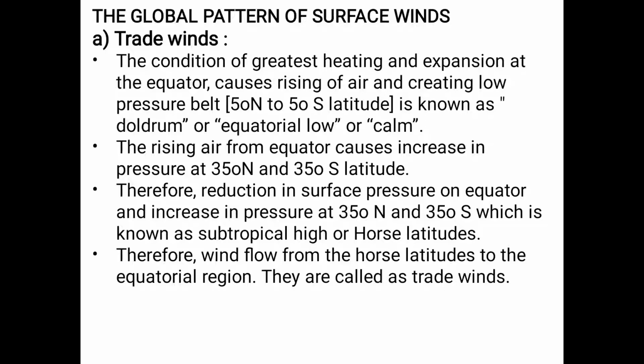Then the rising air from the equator causes an increase in pressure at 35 degree north and 35 degree south latitude. Therefore, there is a reduction in surface pressure at the equator and an increase in pressure at 35 degree north and 35 degree south, which is known as the subtropical high or the horse latitude. Then the wind flowing from the horse latitude to the equatorial region is called a trade wind.